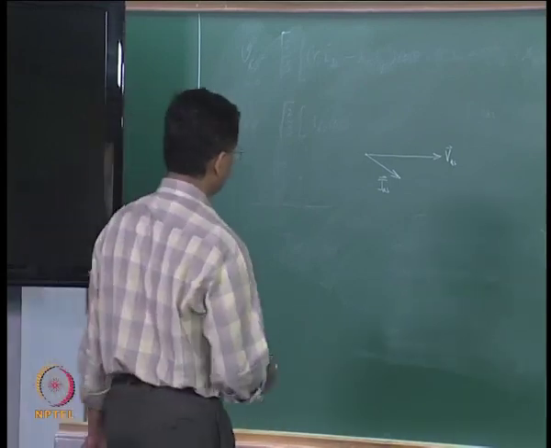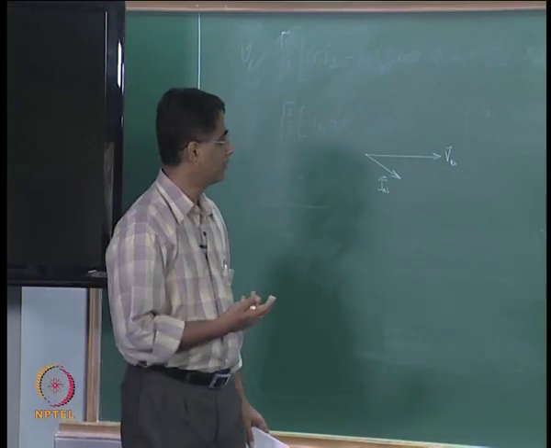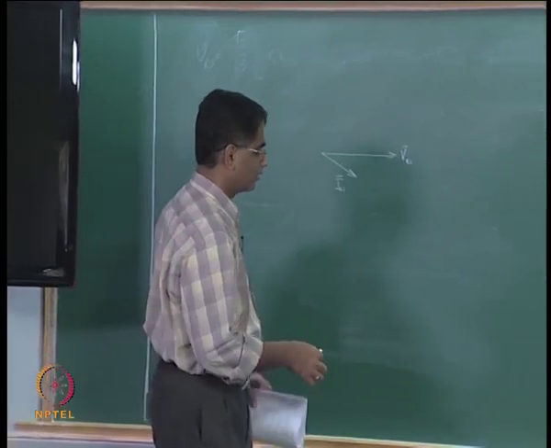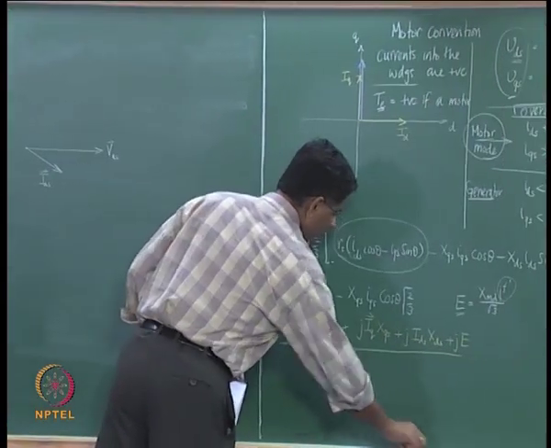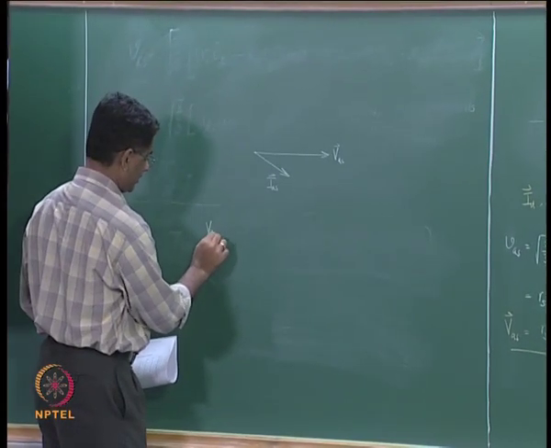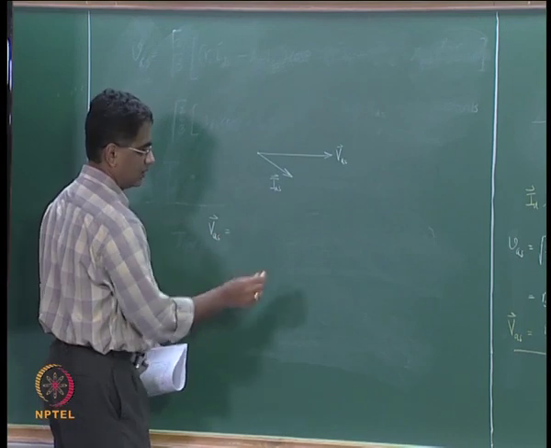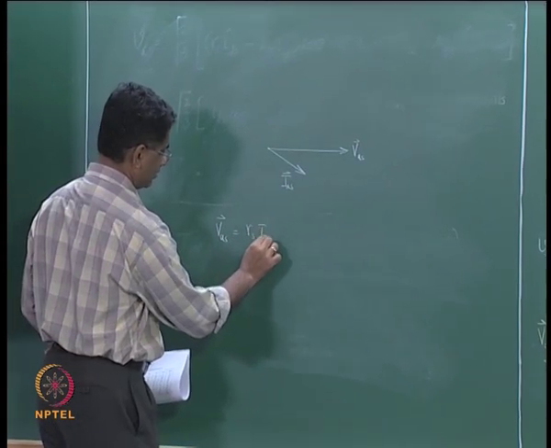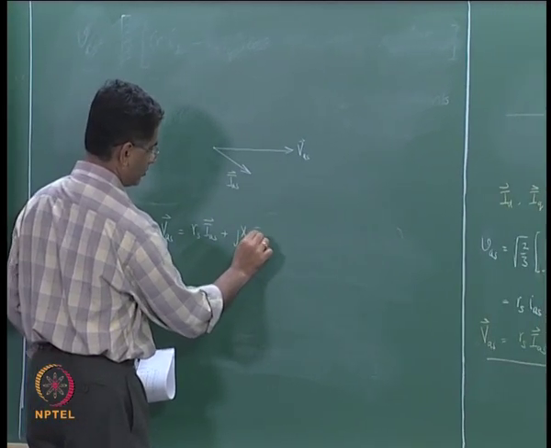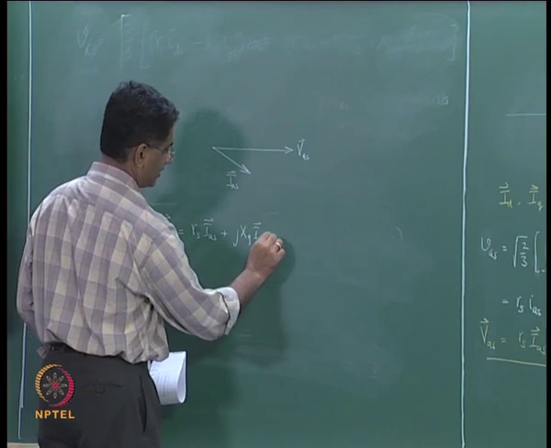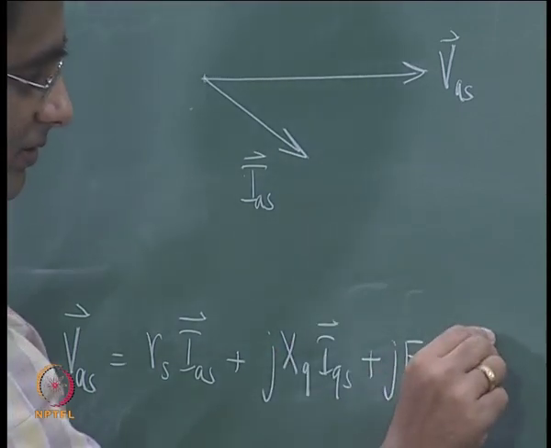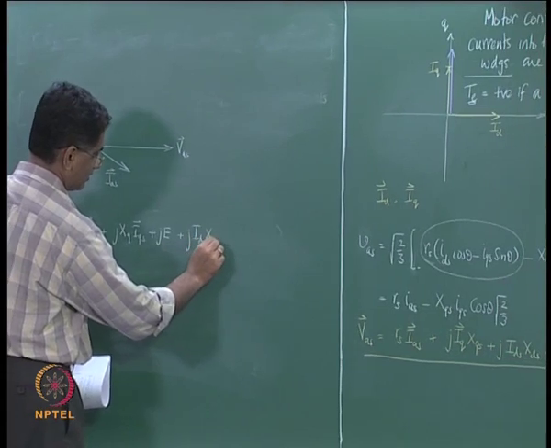So, if this is all that is known, how do you construct the phasor diagram in order to find out where the induced EMF will be and how much it is? That can be done in a simple way in this manner. We take the expression VAS equal to RS into IAS plus J times XQ into IQS plus J times E, and then you have this term J times ID into XD.